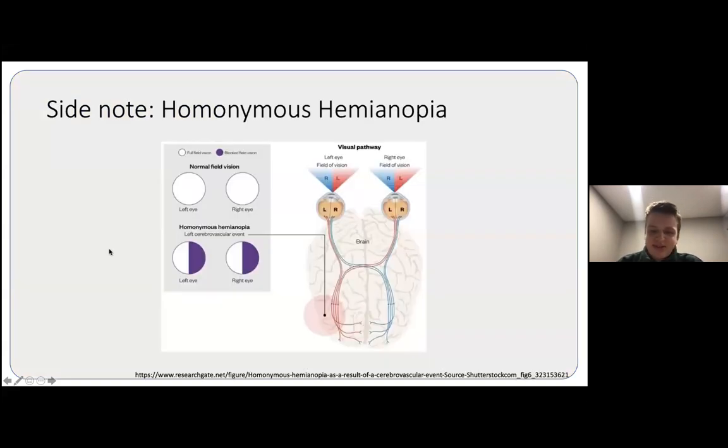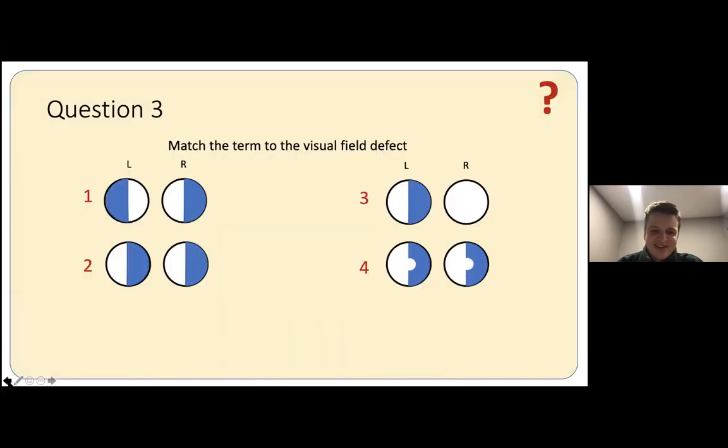Oh, don't look at that. That was the answers. Okay. Then we have number 2. Yep, brilliant. Right, homonymous hemianopia. Sorry, I struggle to say these, but yep, you're right. That's correct. So we'll move on to number 3.